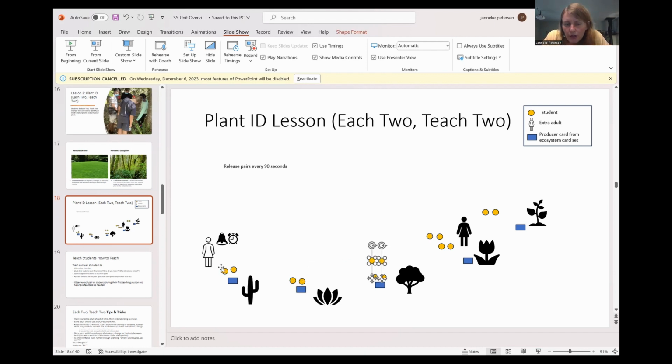But look, now this supporting adult is going to release these students to walk down the line. So these students have taught about their plant probably many times by now, like 10 or 15 times. And now they are going to get to walk for the first time. They get to be students, not teachers. So now they become the students. The adult is releasing them after having learned about their plant. And now they are learning about the student.